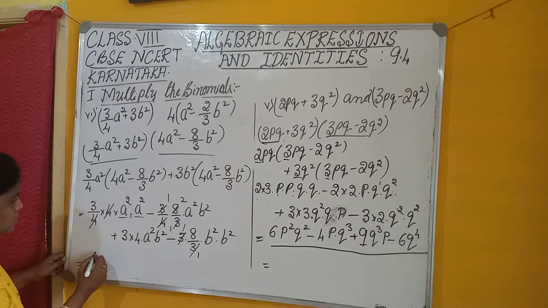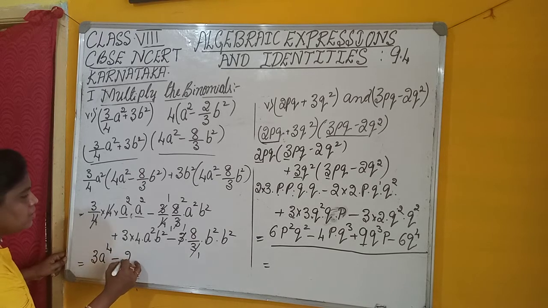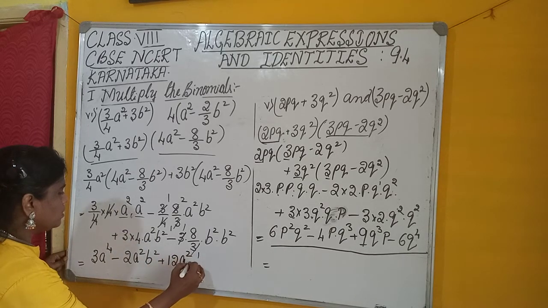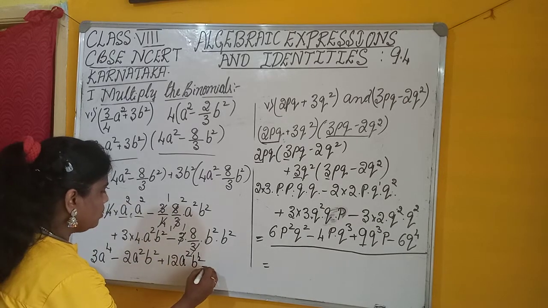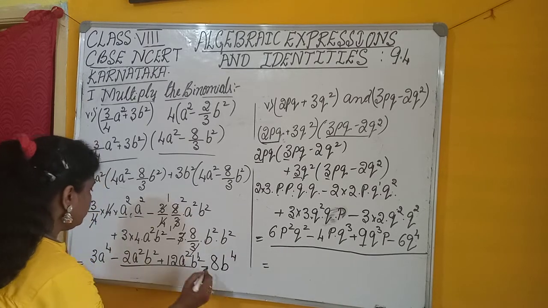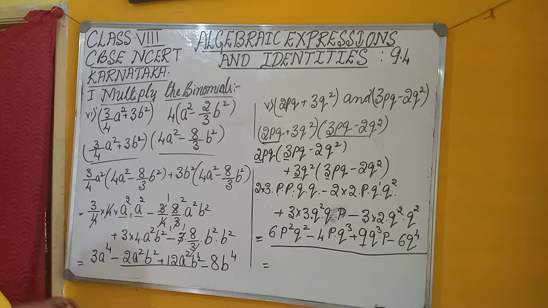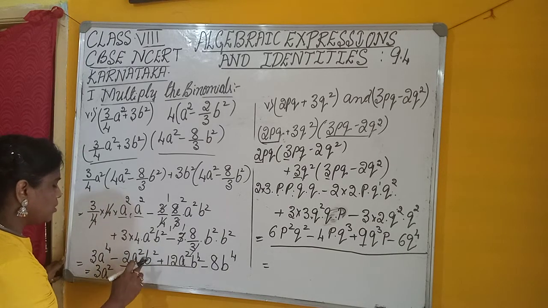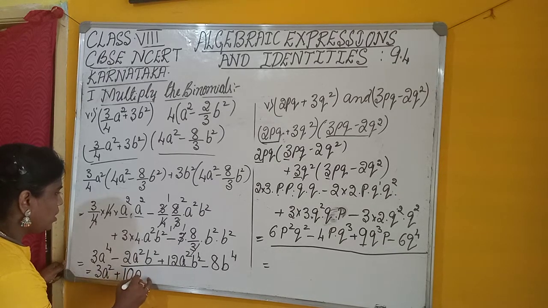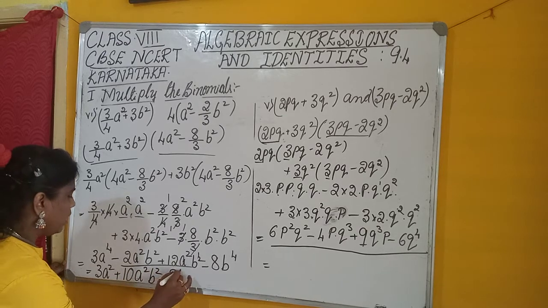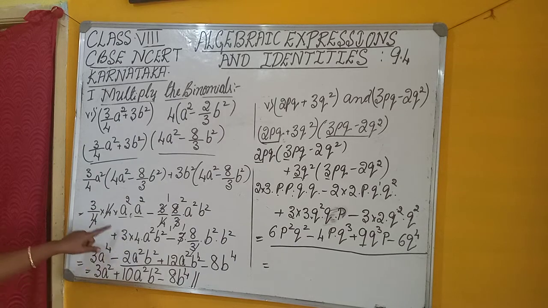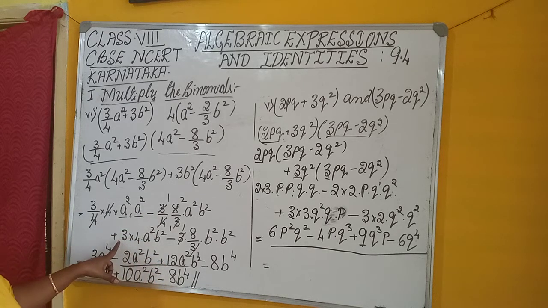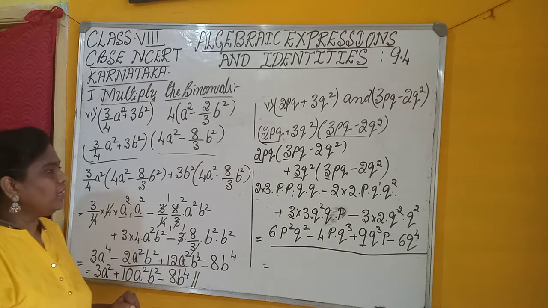Okay, now the remaining is 3 a to the power of 4 minus 2 a square b square plus 4 3s are 12 a square b square. Okay, minus 8 b to the power of 4. Here we got like terms a square b square. That is, plus is there or minus is there. Therefore, we have to take the difference of this, 12 a square b square minus 2 a square b square, that is plus 10 a square b square minus 8 b to the power of 4. Understood students? Here simplifying is very important. It will get cancelled. Minus 2 a square b square. Here also plus, isn't it? Yes. Okay. I hope you understood students.